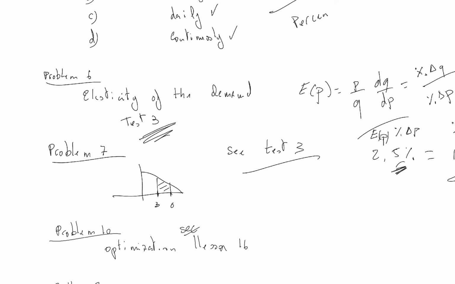Problem 7 is about the integral. You find the integral of a function. Maybe the function is 9 minus x squared, like the function in test 3. You find the integral between 2 points, and you find the area. How do you find the area? You find the antiderivative of the function, capital F, and you evaluate between the endpoints, F of 6 minus F of 3. We have done this on test 3.